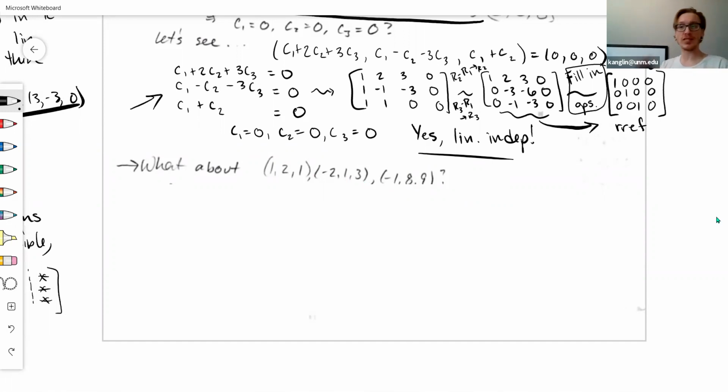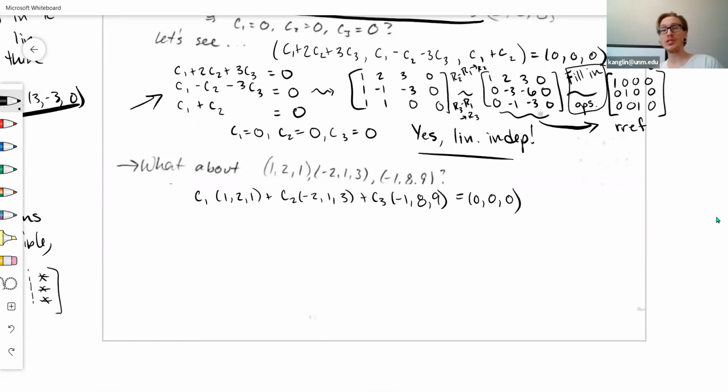Well, if I set up this problem the same way I did the last one, linear independence requires setting up a linear combination and setting it equal to the 0 vector. Now the idea is to solve for this. If the only solution is where all 3 C values are 0, then yes, we have independence. If there's any other solution, where not all 3 of them are 0, then you do not have independence, you have linear dependence. So let's try to solve this.